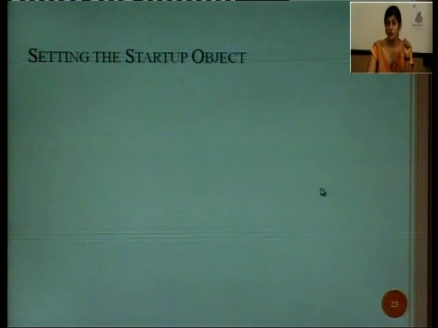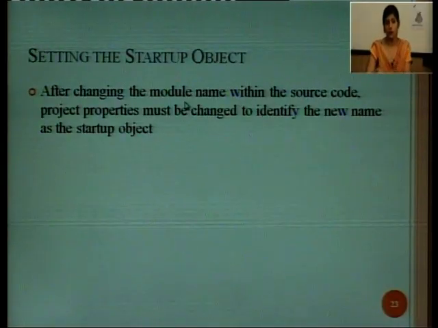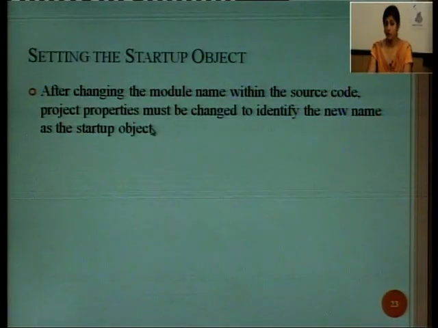Now, how to set the startup project? After changing the module name, I have already told you that in VB.NET each program is stored as module1, module2, module3 with the .vb extension by default. You can change the module name within the source code, and the project property must be changed to identify the new name as the startup project.